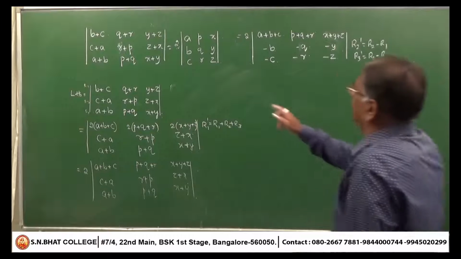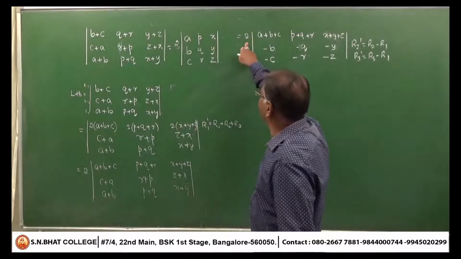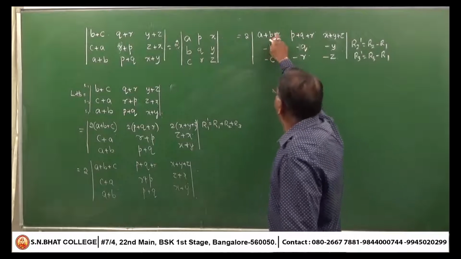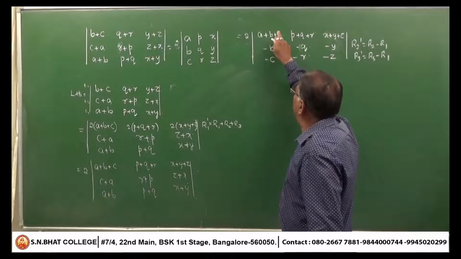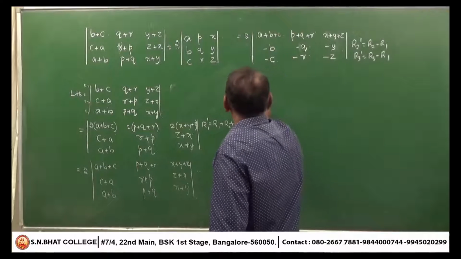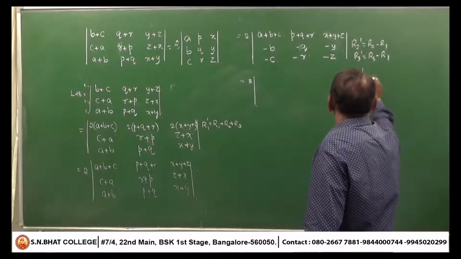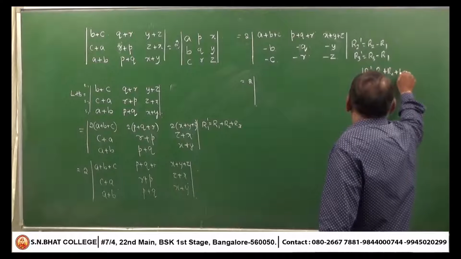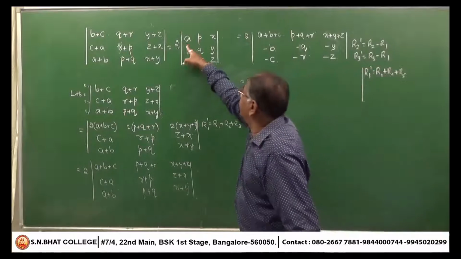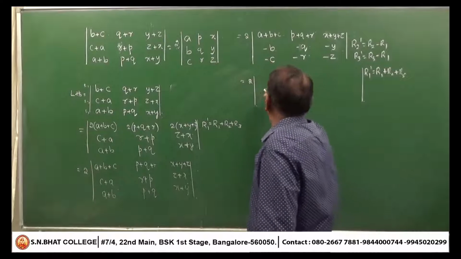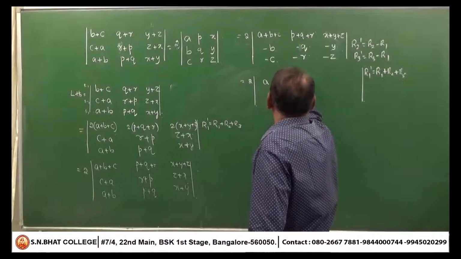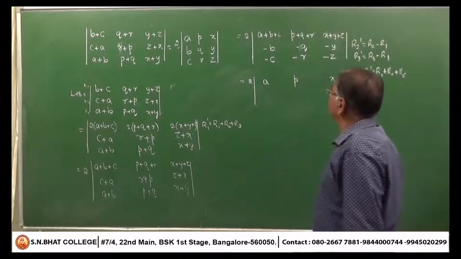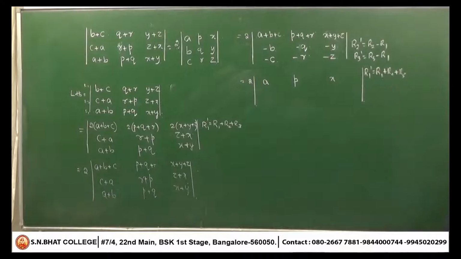See here, I got 2 as a common factor, half of the answer I got. In the first row I should get A, P, X. To get A, P, X, you have to add these 3 rows. That is R1 dash is 2 times R1 plus R2 plus R3. Add the 3 rows to get A: A plus B minus C becomes A. Here it becomes P. Here it becomes X. First row answer we got.